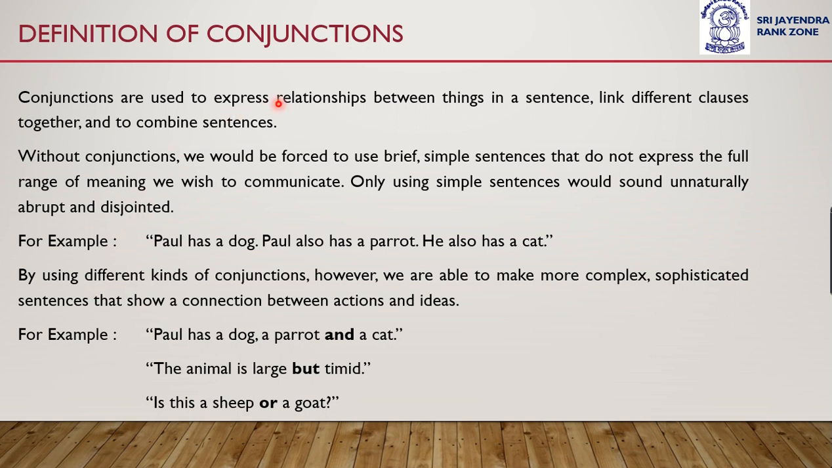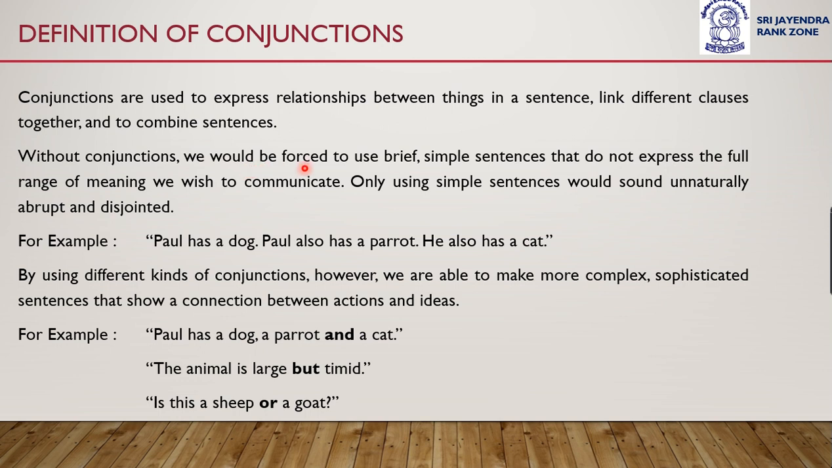Conjunctions are used to express relationships between things in a sentence, link different clauses together, and combine sentences. For example, Ram and Sham are brothers. So, and is used to combine two different persons, Ram and Sham, in a sentence.